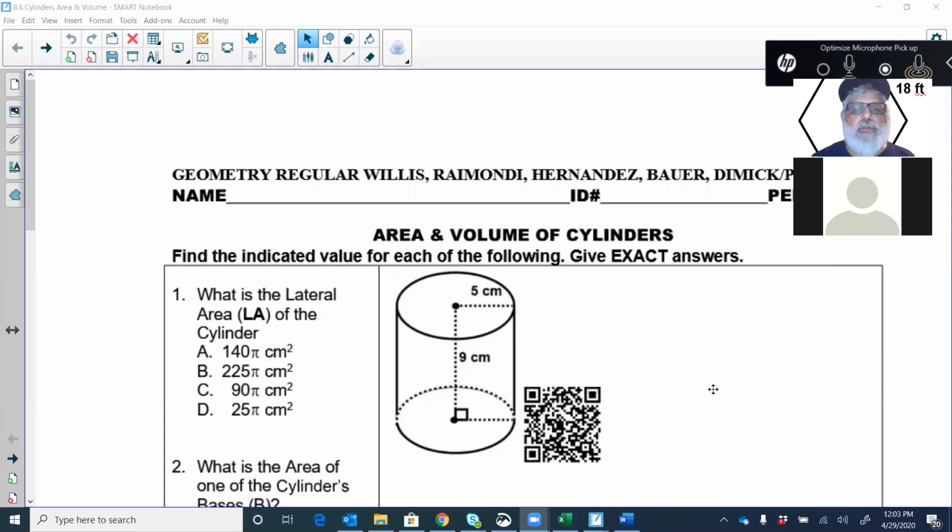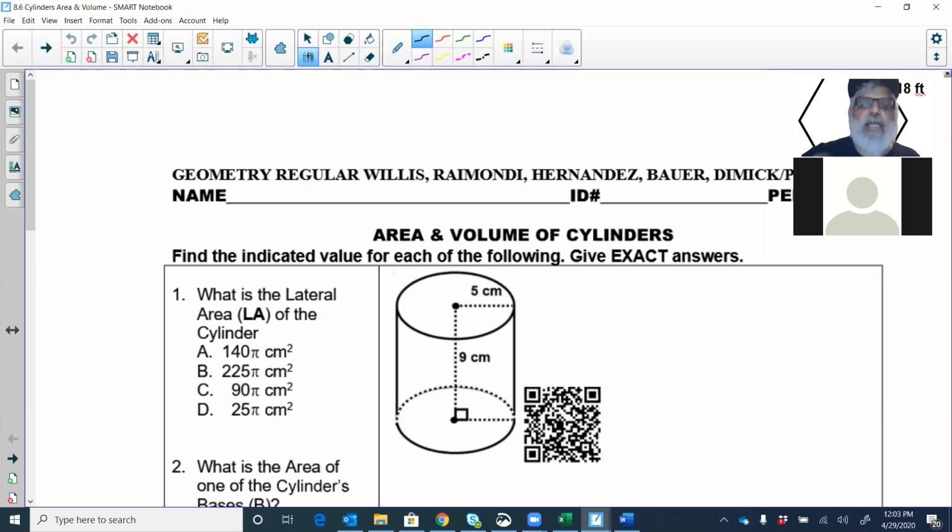If you looked at the notes or not. Do you remember looking at the notes? Mm-hmm. Certain things you got to know is you got to know the radius. That's 5.